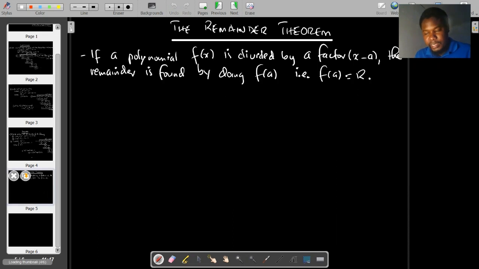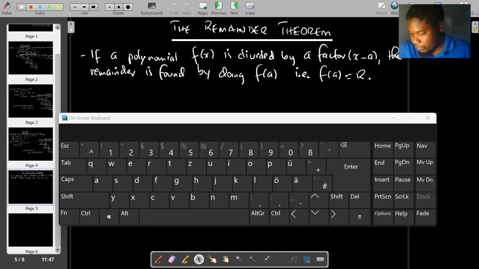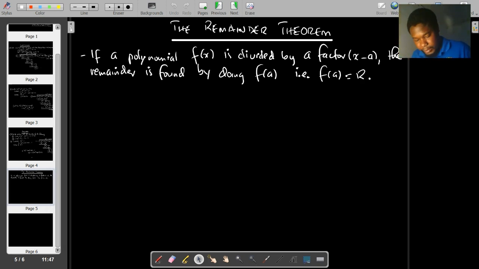Let's transition to the next thing. Now, we're going to talk about something very unique, the remainder theorem. Okay, let's talk about the remainder theorem. All right, when it comes to the remainder theorem, okay, let's talk about it.